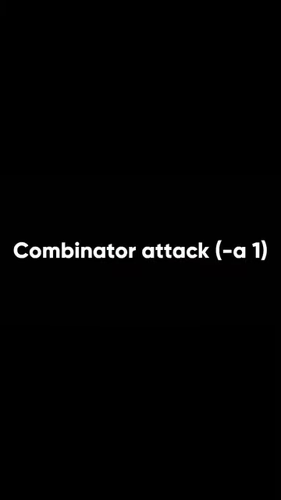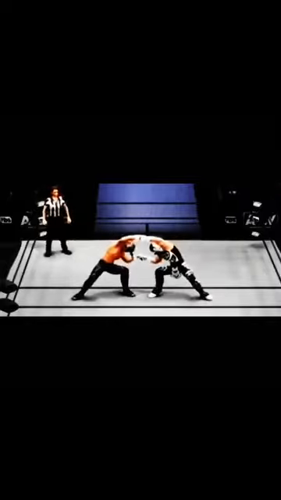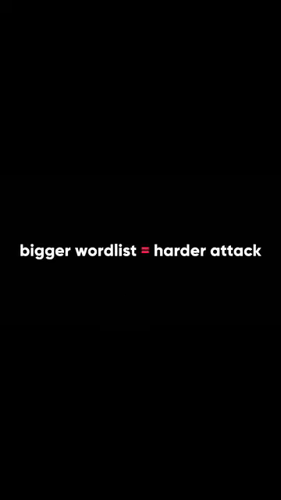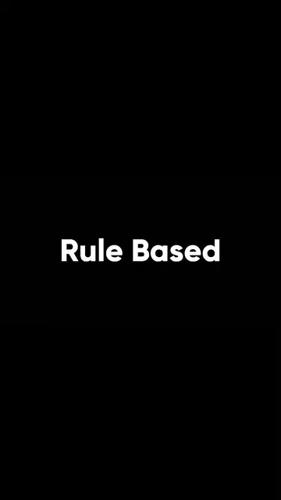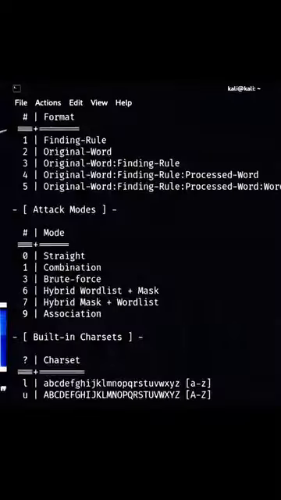Combinator attack, -a 1. The combinator attack will combine words from our word list to make new passwords. For example, if our word list has the words pass, 123, and hello, Hashcat will make a new word list like this. You can see that using a simple word list can give us many possibilities. This attack is useful if we have some clues about the password, but remember that the bigger the word list, the harder the attack. There are more attack modes in Hashcat, such as hybrid mode, permutation attack, rule-based attack, and so on. Each of these modes can help us crack passwords faster and easier.